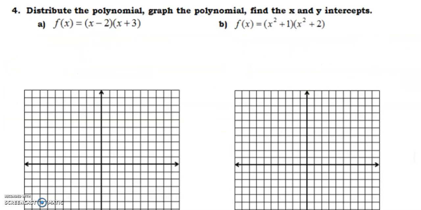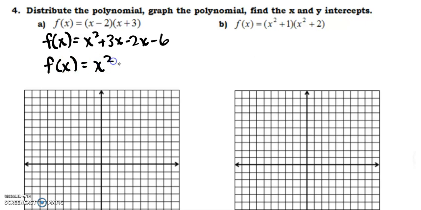All right, next thing to revisit, okay? We're actually just going to focus on 4a for right now. We're going to talk about 4b in a little bit, but 4a says distribute the polynomial, graph the polynomial, find the x and y intercepts. Well, we do want to distribute the polynomial. So f of x, I'm going to do x squared plus 3x minus 2x minus 6. Combining like terms, my distributed polynomial will be f of x equals x squared plus x minus 6.